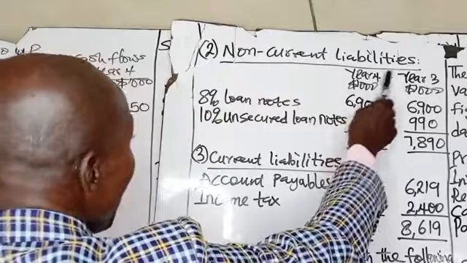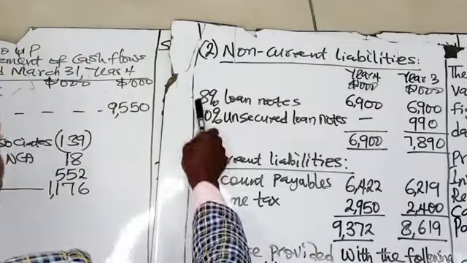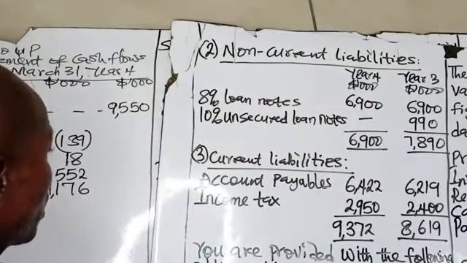Note 2. Non-current liabilities. Year 4 and year 3, amount in thousand. We have 8% loan notes and 10% unsecured creditors.